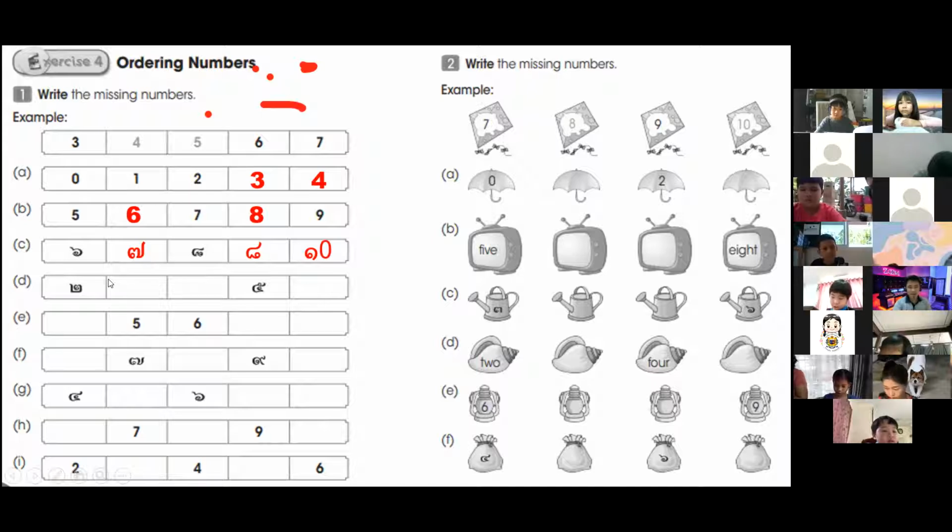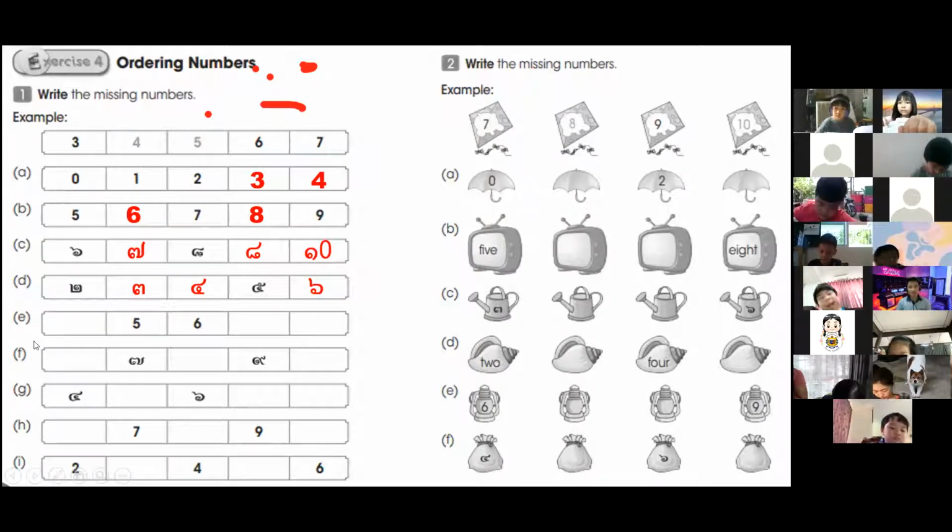Letter D. This is number 2, right? This is number 2. Now the 3 missing numbers here are 3, and then 4, and 6. 3, 4, and 6. So these are the missing numbers in letter D.